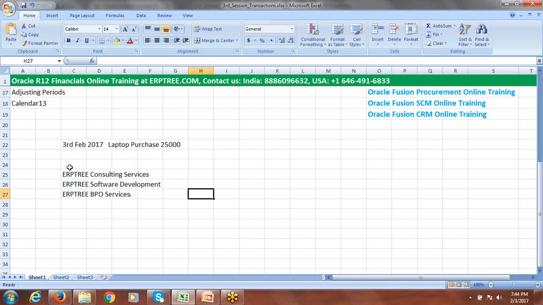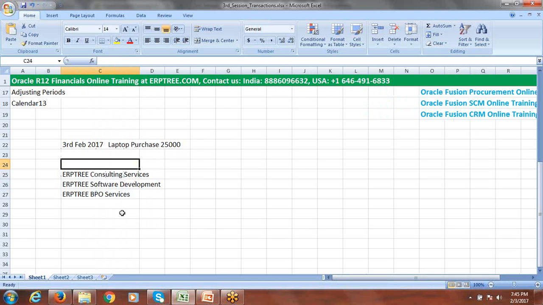So now ERP3, or say ERP3 group company, or anything you can treat, the enterprise name is ERP3. ERP3 is involved in 3 lines of business, or 3 verticals of business. So they are into consulting services, software development, and BPO services. Normally, when we record the transaction, you have to select in which company the laptop purchase happened: consulting, software or BPO. These 3 you can treat as 3 entities.